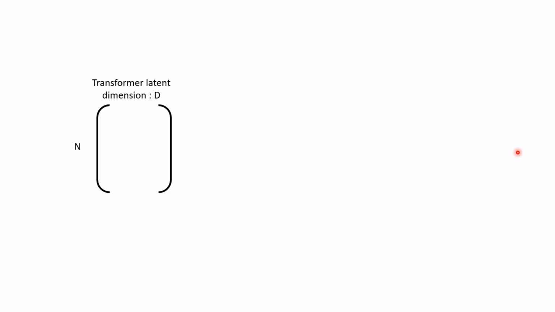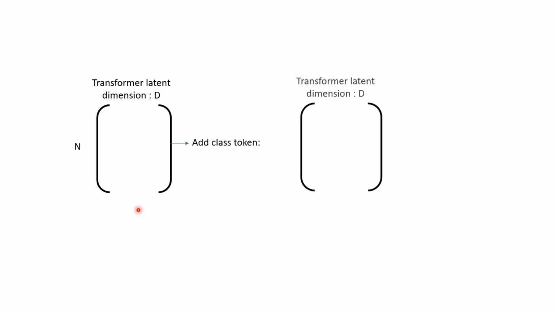To enable the model to perform classification or other specific tasks, the paper introduces a class token, a learnable vector that is appended as an additional row to this matrix. During training, the model learns to use this token to collect information from the entire image, allowing it to make predictions based on the global context.